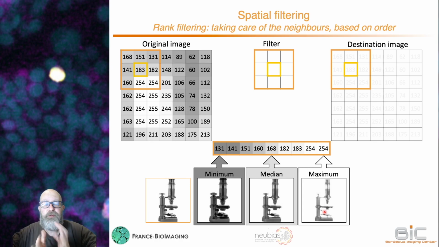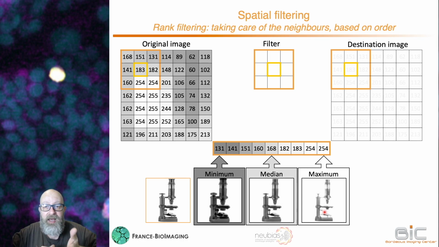So the first type of filters I've been talking about are called the linear filters, because you have a matrix and you apply the same matrix to all pixels over the image. And this is exactly the same processing that is done on each single pixel.